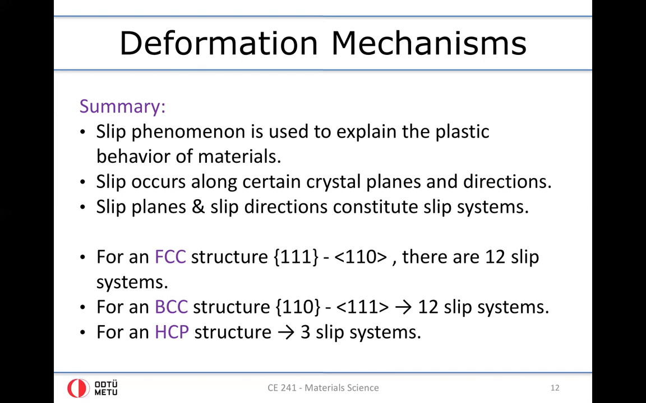HCP metals, for example zinc, zirconium or magnesium, with a very limited number of slip systems, are generally very brittle. They have fewer slip systems, therefore the probability that the dislocations move under the action of the externally applied load will be less. Therefore, this results in a stronger behavior and actually brittle behavior, which is not desired.